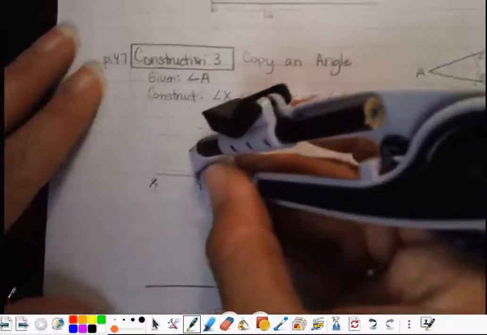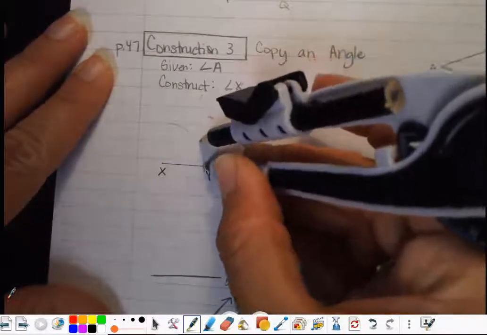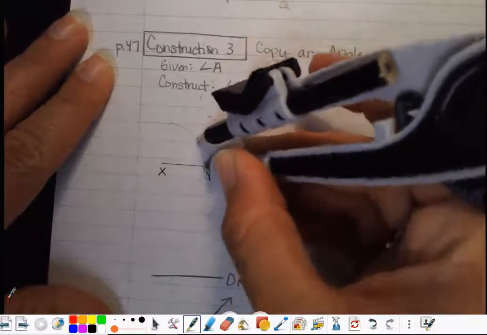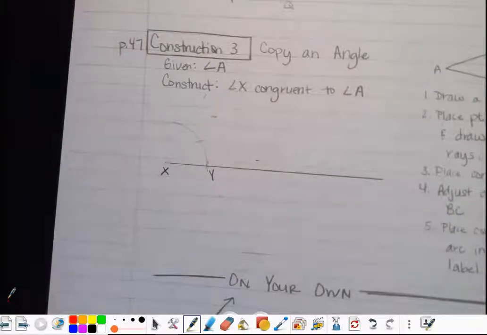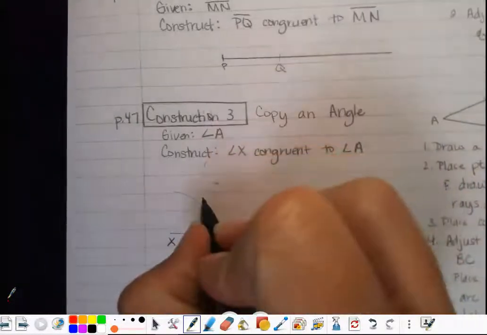And I'm going to make an arc across that arc that I just had. I'm going to make my tick mark intersection right there. And it just needs to be a little mark because then I get to connect the dots. But that is point Z.